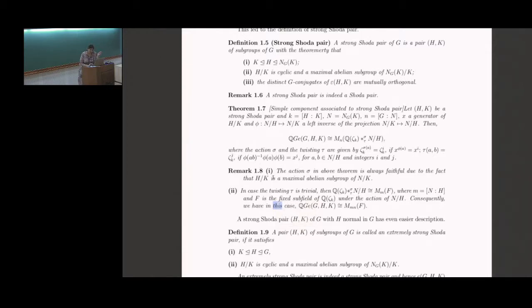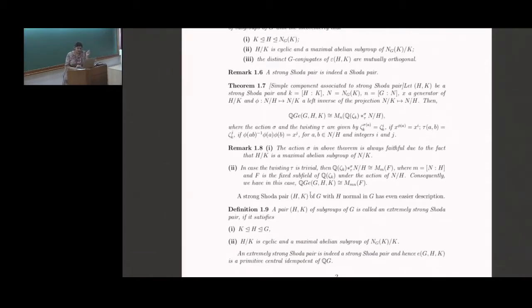All right, and just a few remarks about it. The action that we have here is always faithful. You begin with a pair H comma K, which is a strong Shoda pair, then the action which is coming in the crossed product, that's always faithful. And in case twisting is trivial, that makes our work easier, right? So that brings it down to a matrix algebra over a field. All right, and then we wanted to make it even easier, because checking orthogonality of this epsilon hk, that in itself is work.